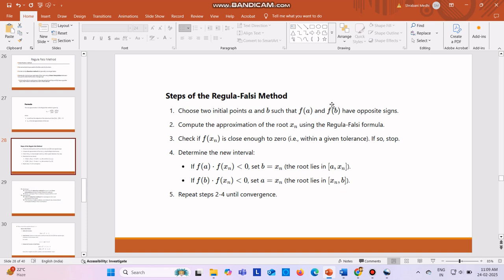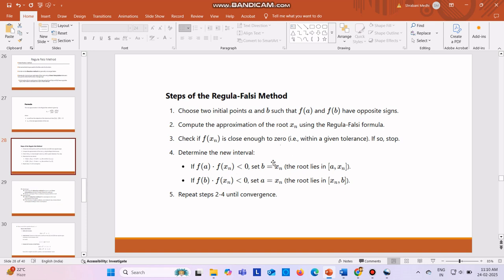So in order for a and b to be the interval, f of a into f of b should be less than 0. Similarly, if f of a into f of x of n is less than 0, it means the root lies between a and x of n. So we need to change the value of b, and the value of b will be x of n. Similarly, if f of b into f of x of n is less than 0, the root lies between b and x of n. So we change the value of a, because b stays the same. We make a equal to x of n.